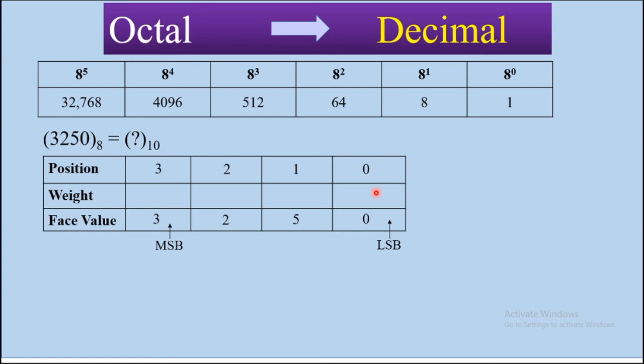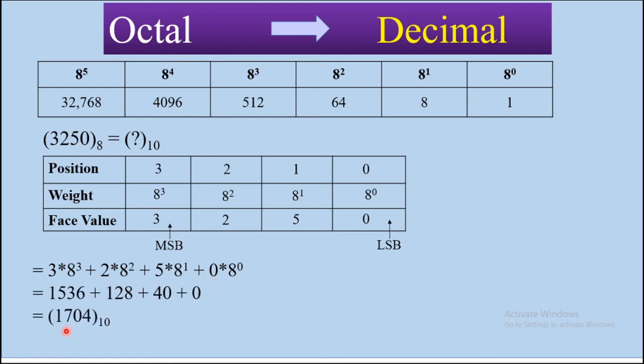The only difference is in weight. What we have to remember is, since for octal the base is 8, while writing weight, use base 8 and position. So these are the weights. Once the table is completed, multiply face value with its weight and add all those values. So here is the calculation, and at the end we will get the equivalent decimal number. So for this given octal number, this is the equivalent decimal number.